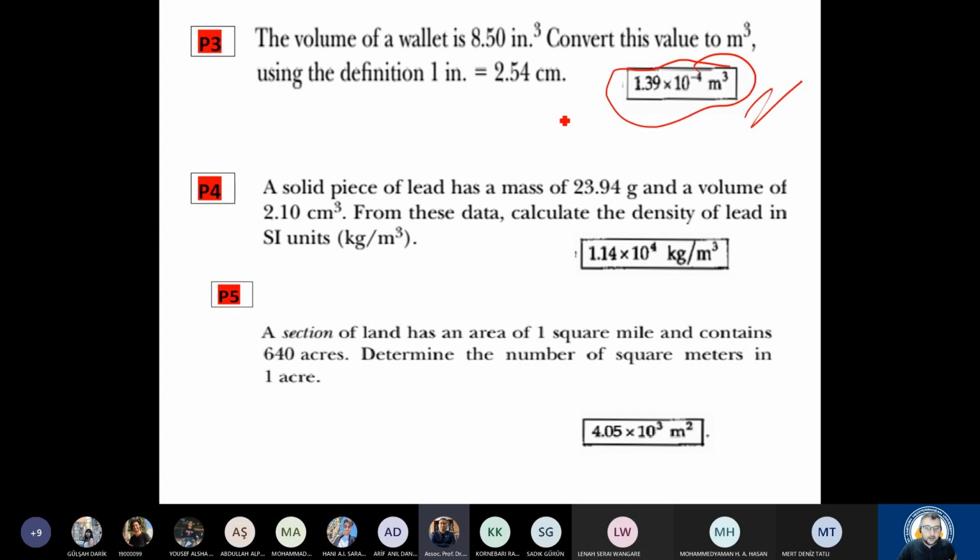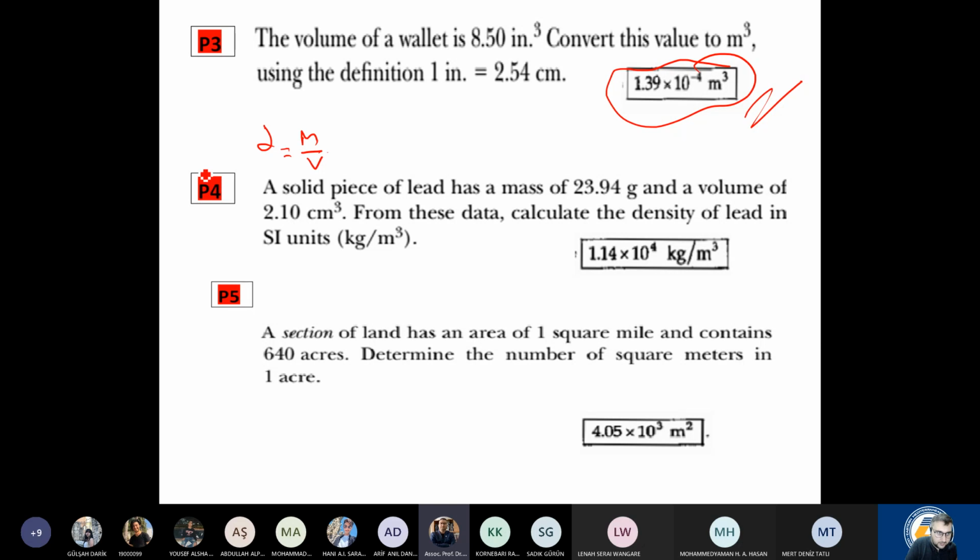The next one: a solid piece of lead has a mass of 23.94 gram and a volume of 2.10 centimeter cube. From this data, calculate the density of the lead in SI unit, kilogram over meter cube. So how can you do it? First, you are going to calculate the density. Density is equal to M over V.